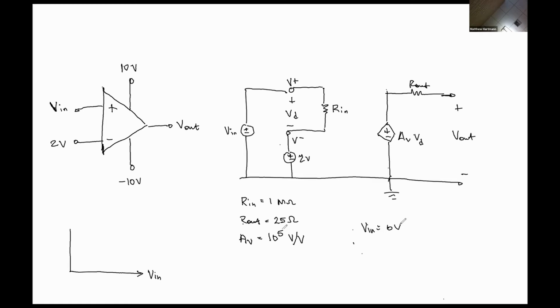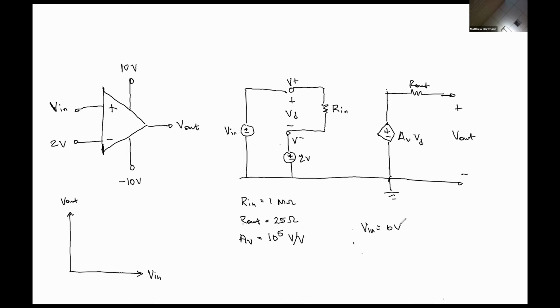What would our output voltage be? Do you guys have any idea how we might go about analyzing this circuit? The output would be just A times your VD. Okay, yeah. So the output voltage is always just going to be AV times VD.